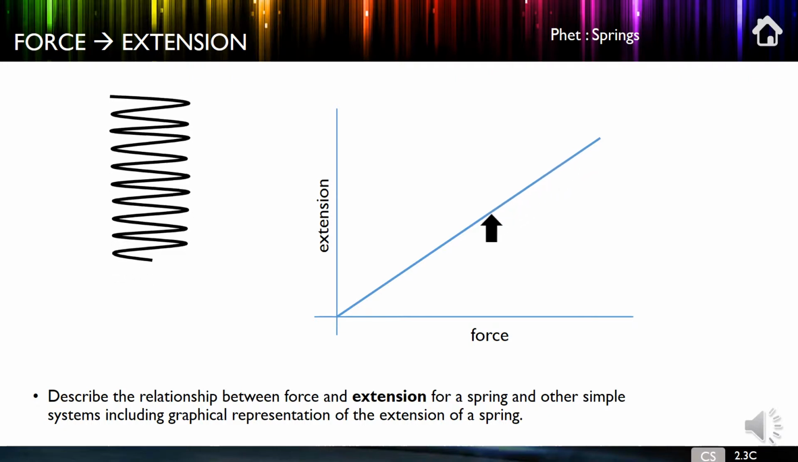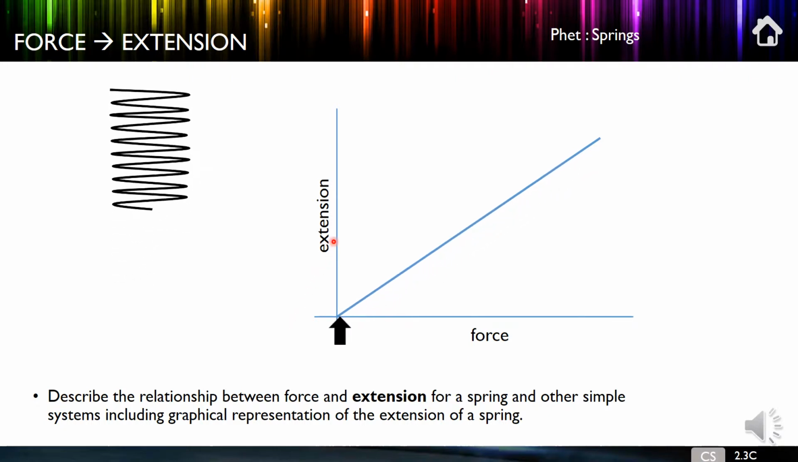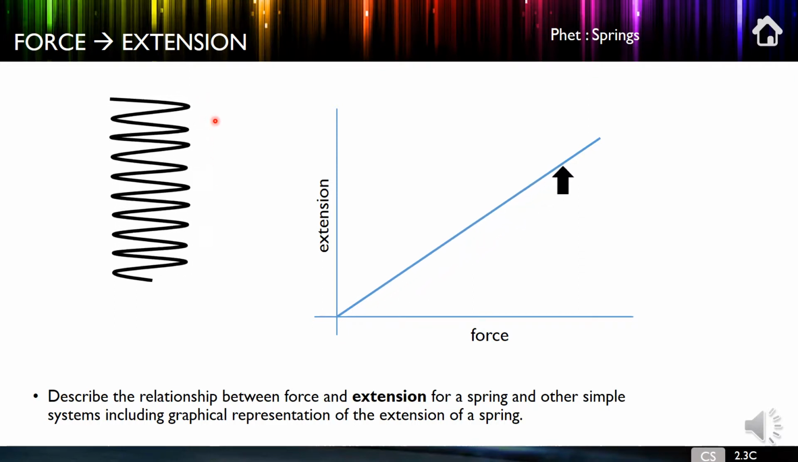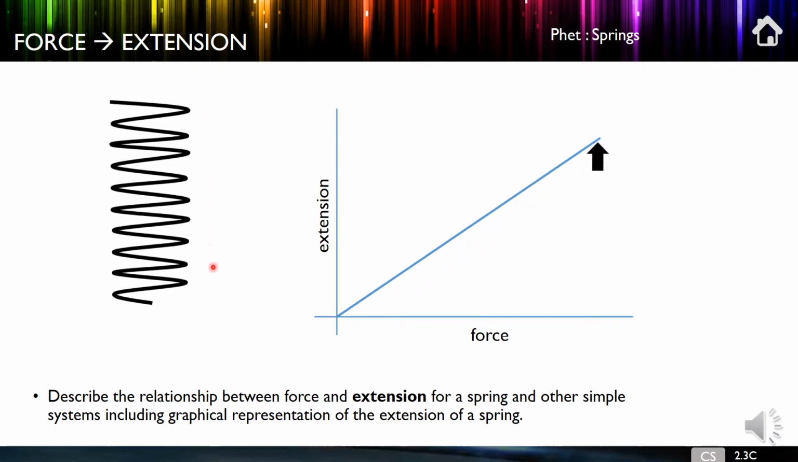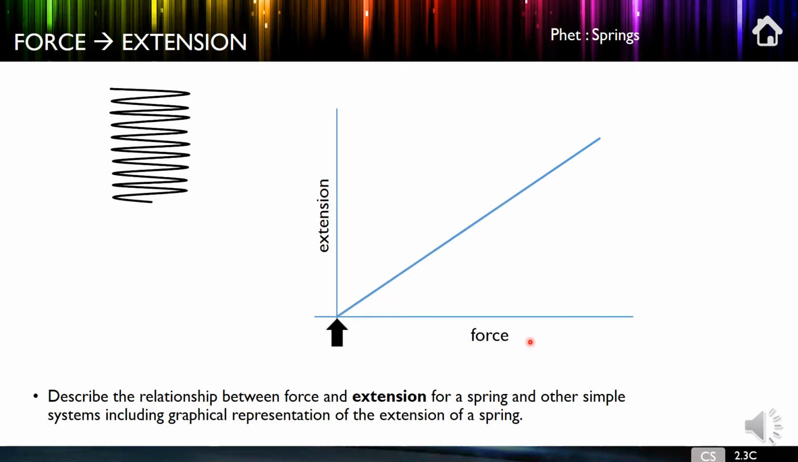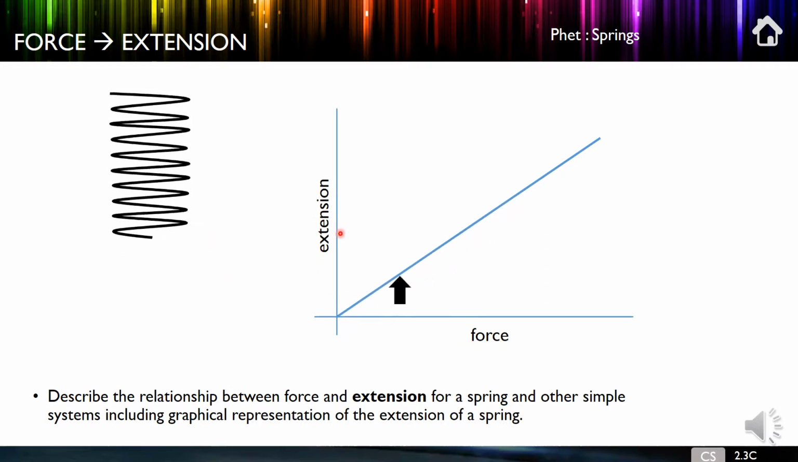So here we have springs. We have two key ideas here: length and extension. Length is the resting length of the spring when there's no force in it. Extension is the distance by which it gets longer. And the more force we apply, the more it will extend.